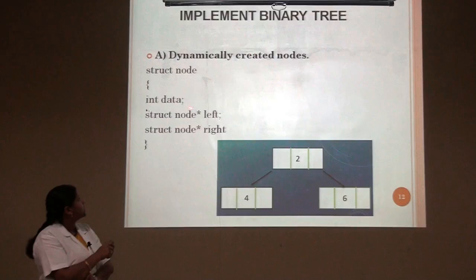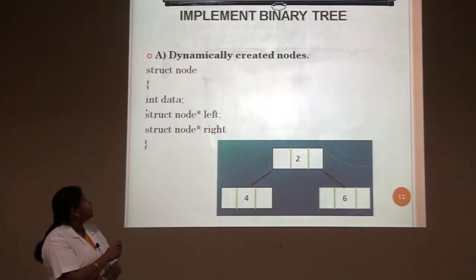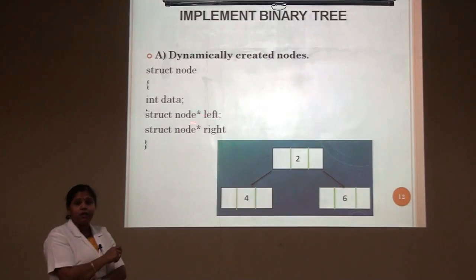So this is a structure, how a node looks like. What elements are available in each node. In a node, we have a data part, then a left pointer and a right pointer. The left pointer is used to hold the address of the left child and the right pointer is used to hold the address of the right child. This is a node structure.